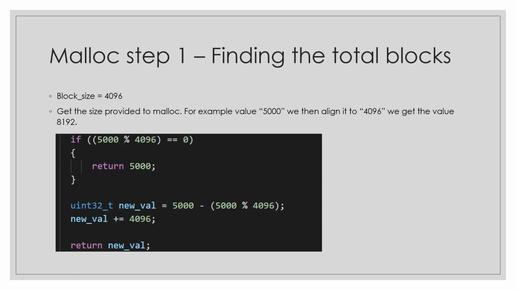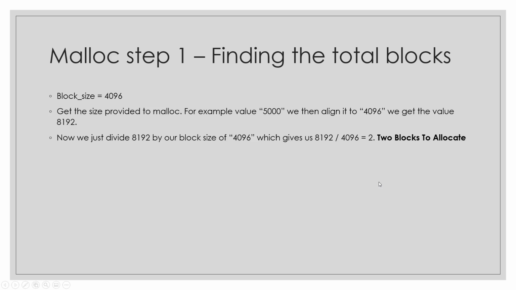So let's break this down a little bit then. How do we find the total blocks? Well, we know our block size is 4096. So we get the size provided to malloc, for example, value 5000. We then align it to 4096. We then get the value 8192. This is the code for doing that. We use this modulus operator to get the remainder. Now we just divide 8192 by our block size of 4096. 8192 divided by 4096 gives us 2 blocks to allocate.